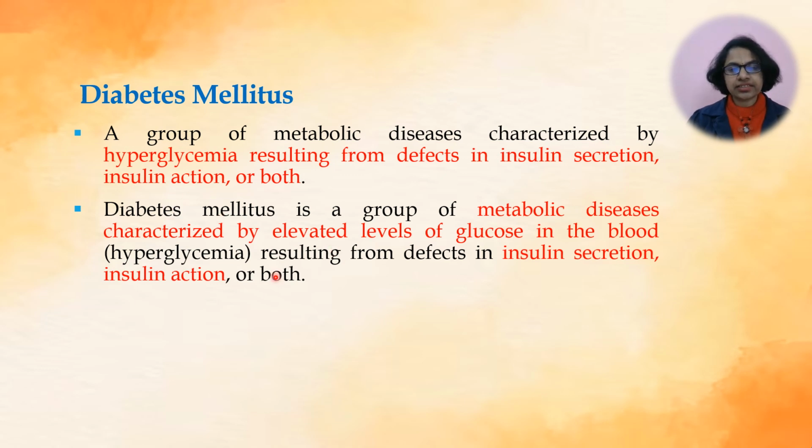Another definition we can discuss regarding diabetes mellitus. It's a group of metabolic diseases characterized by elevated levels of glucose in the blood, that is known as hyperglycemia, resulting from defects in insulin secretion, insulin action, or both.